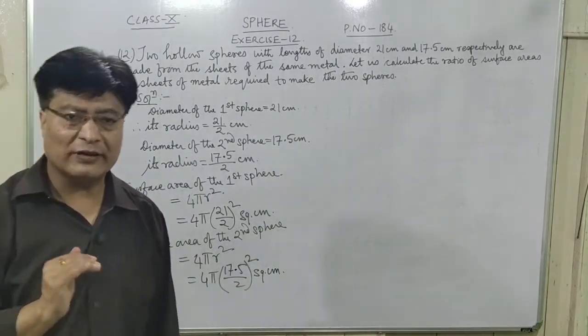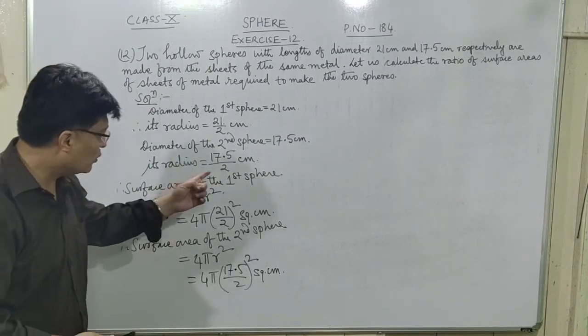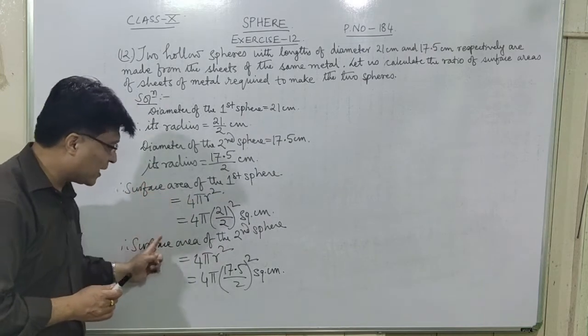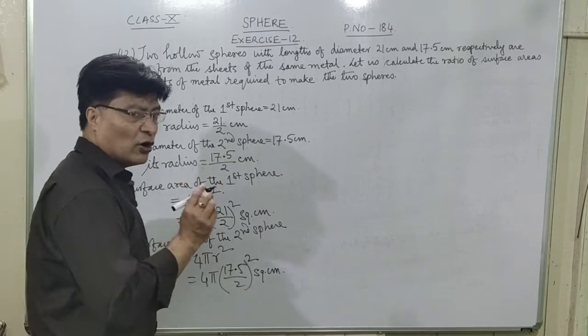So what is asked in the question? You have to find out the ratio of the surface areas of the two hollow spheres. So यो दुईटा स्फियर को चाहिँ हामीले के निकाल्नु पर्छ? यो दुईटा स्फियर को सर्फेस एरिया को चाहिँ के निकाल्नु पर्यो? रेशियो निकाल्नु पर्छ. ठीक छ? So ratio of surface areas.